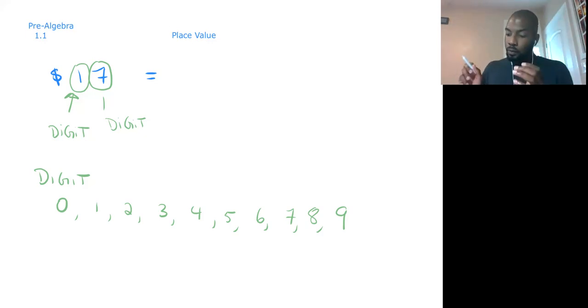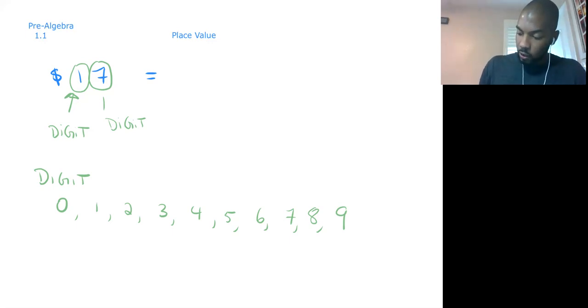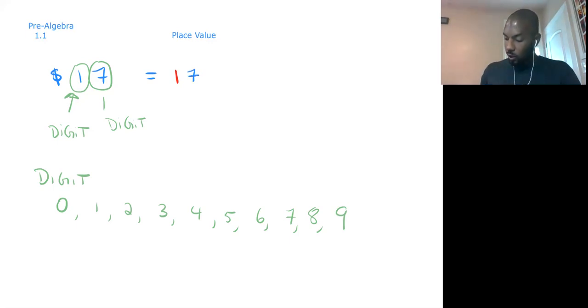All right. So what does 17 mean? How come we wrote it like this? Well, the reason we wrote it like this is because we needed an easy way of counting large numbers. So what this means is your 1 holds a value and your 7 holds a value. And what's the value it holds? Well, the 1 is a $10 bill, and the 7 are 7 $1 bills.